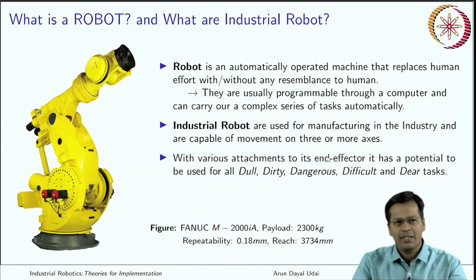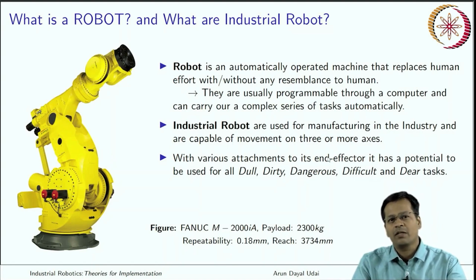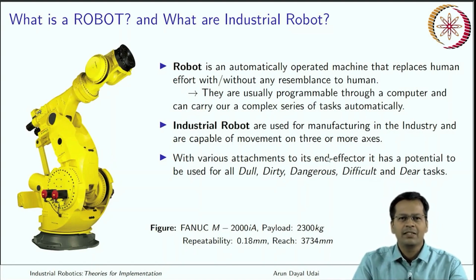Okay, so in this figure you see a huge payload capacity robot. It is one of the highest in its capacity. It is the Fanuc M-2000iA robot with a payload of around 2300 kgs, and repeatability is as good as 0.18 mm. We'll talk about repeatability, how it is defined and all, in further modules of this course also. The maximum reach is around 3.7 meters here. So this is one of the biggest of its kind. This is an arm, right?